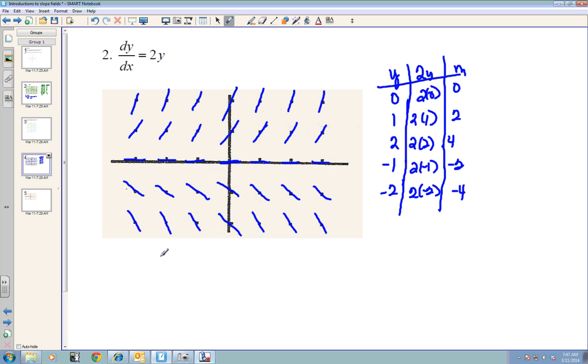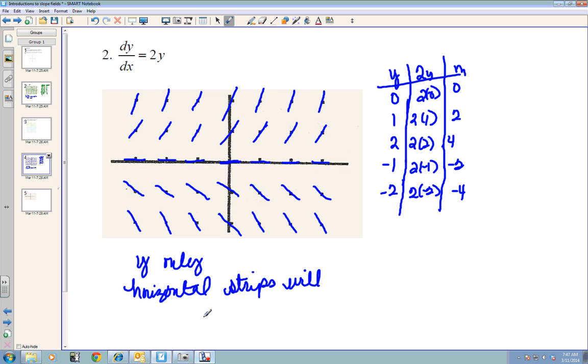be a steeper slope. So in this case, since I'm in terms of y only, so when you have y only, instead of vertically the strips being the same, your strips horizontal will be the same. Horizontal strips will be the same or will be parallel.